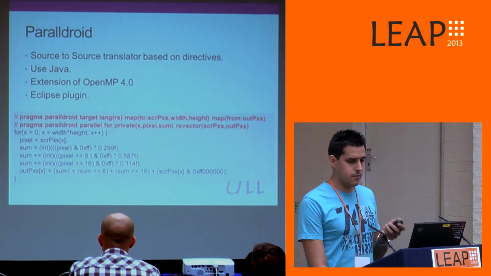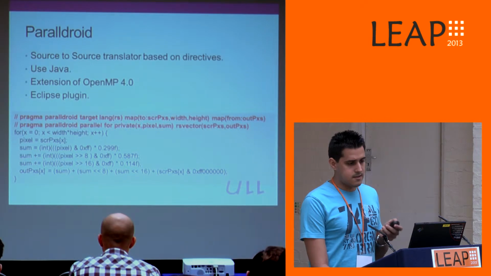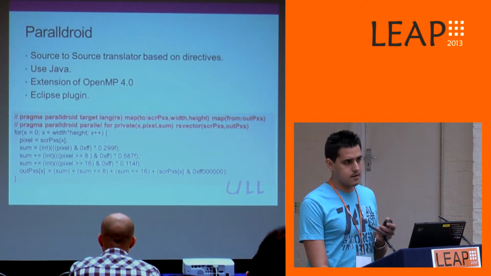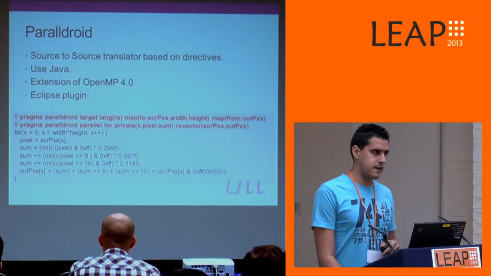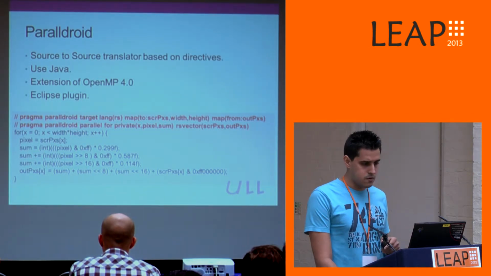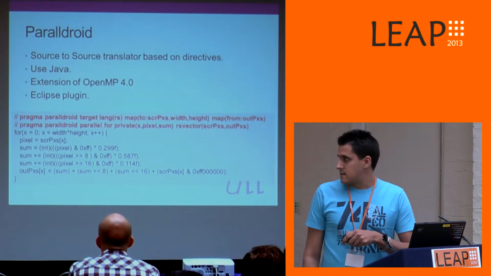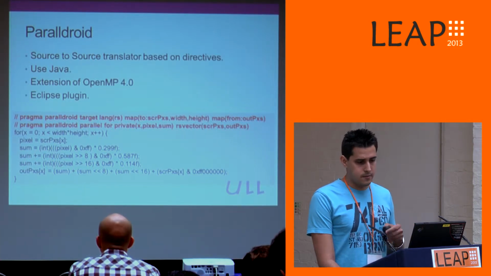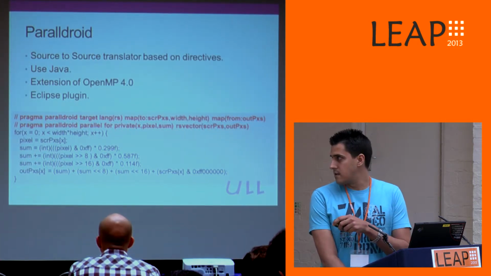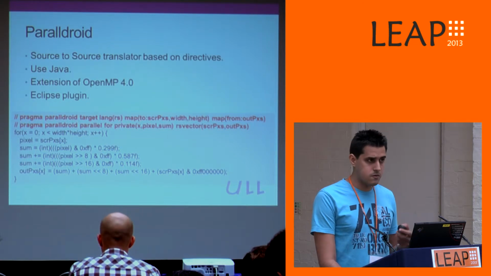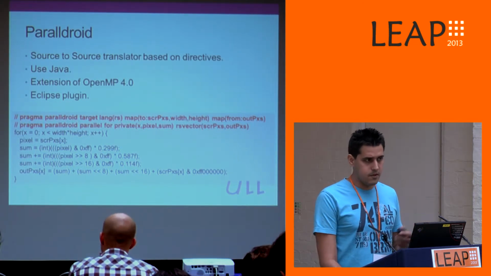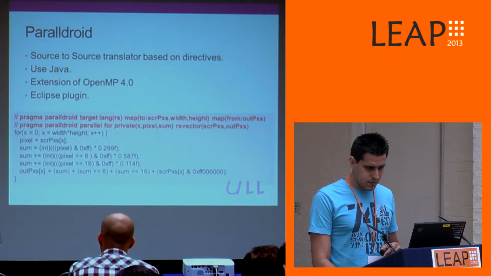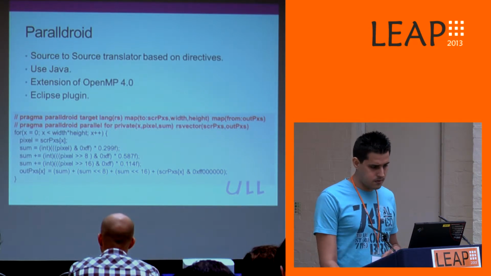It is under development, and its latest release includes directives for accelerators, like GPUs. This is an example of a Java implementation of a grayscale problem, and here is where the directives can be used.